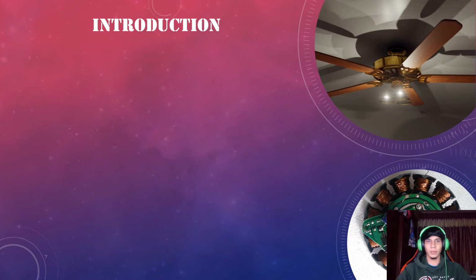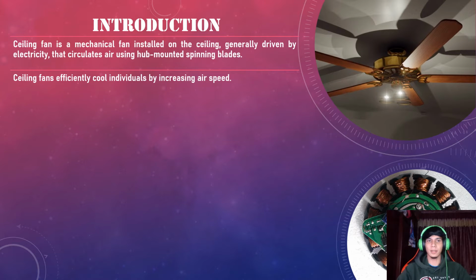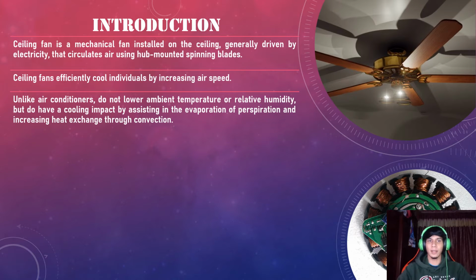Alright, to know more about ceiling fans, what is a ceiling fan? A ceiling fan is a mechanical fan installed on the ceiling, generally driven by electricity, that circulates air using hub-mounted spinning blades. Ceiling fans especially cool individuals by increasing air speed. It is unlike an air conditioner because it does not lower the ambient temperature or relative humidity, but it does have a cooling impact by assisting the evaporation of perspiration and increasing heat exchange through convection.